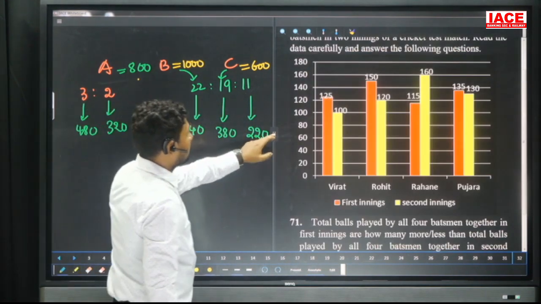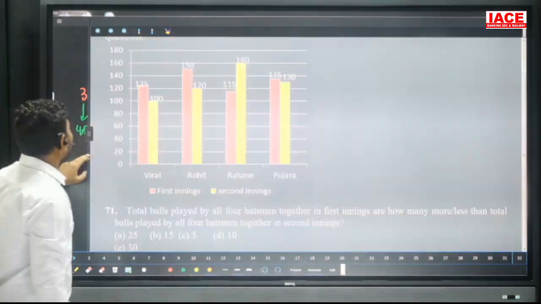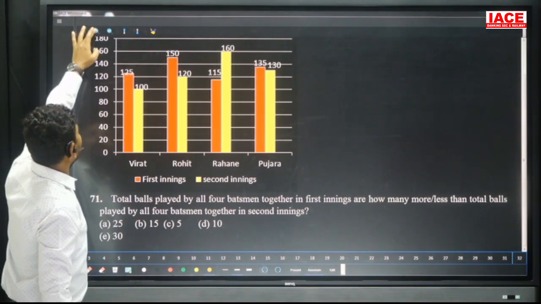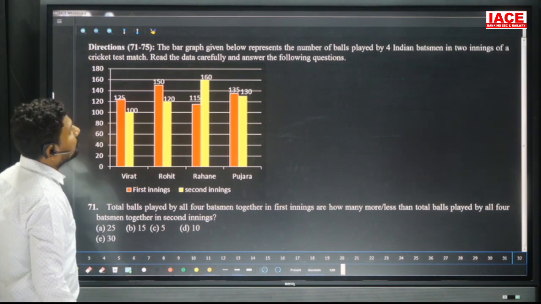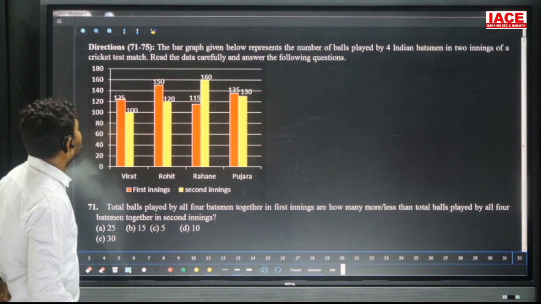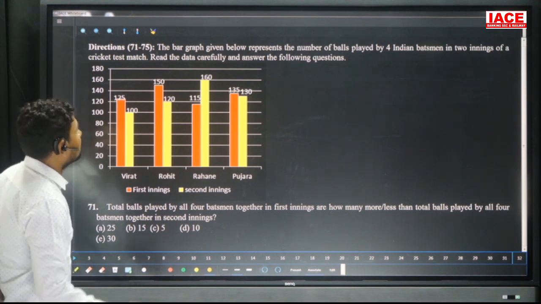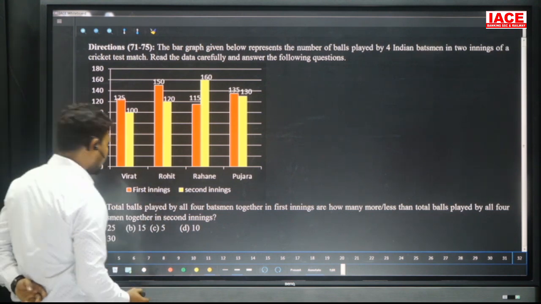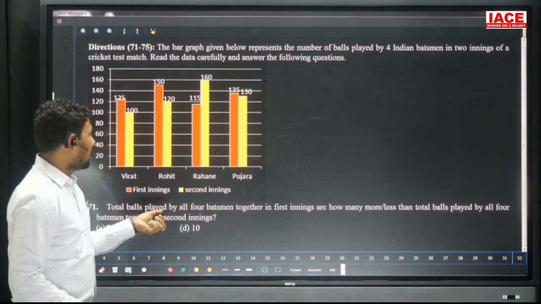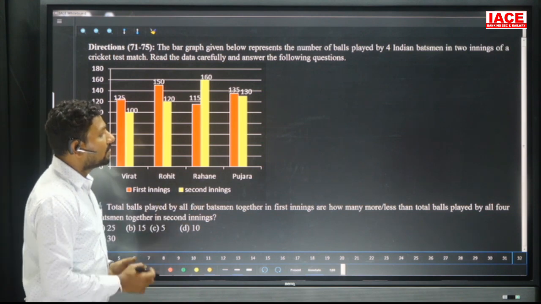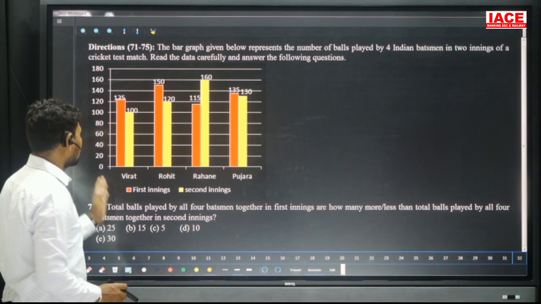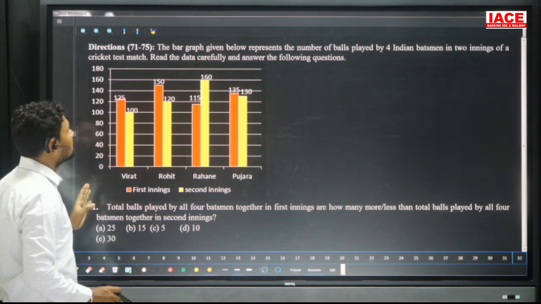Next, we have another data for the DI based bar graph. Based on this, we should calculate. Here, they have given this data. The bar graph given below represents the number of balls played by 4 Indian batsmen in 2 innings of a cricket test match. Read the data carefully and answer the following questions. Virat, Rohit, Rahane, Pujara are given. Based on that, the total balls played by all 4 batsmen together in first innings are how many more or less than the total balls played by all 4 batsmen together in second innings? First innings to second innings, difference is how much? That's what we need to calculate.